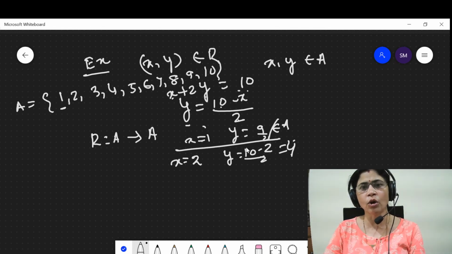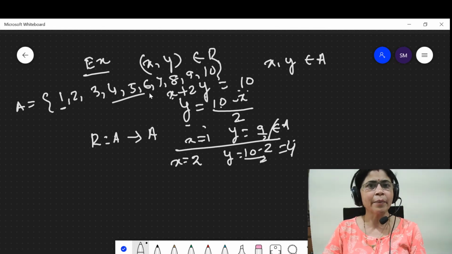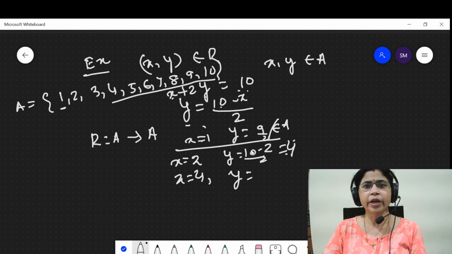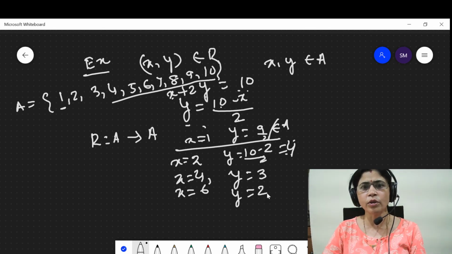If I take x equal to 3, then this is 7 by 2. Does 7 by 2 belong to A? No. So for odd numbers we cannot find y, but when x equal to 2, then y equal to 4. When x equal to 4, then y equal to (10 minus 4) upon 2, means 6 upon 2 equal to 3. When x equal to 6, y equal to (10 minus 6) upon 2, 4 by 2, which is equal to 2. When x equal to 8, then y is equal to (10 minus 8) upon 2, 2 by 2 is equal to 1.